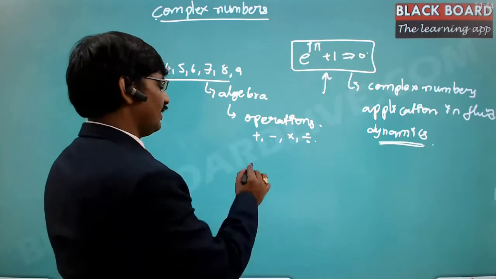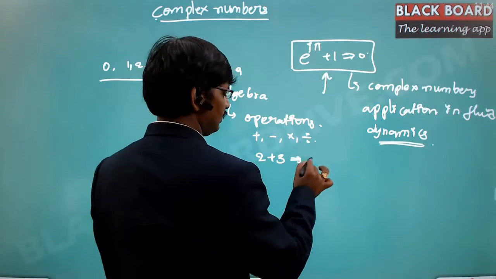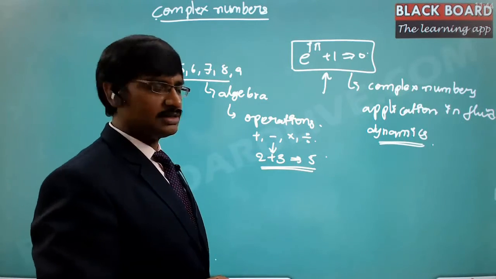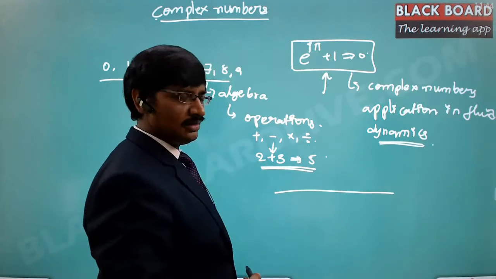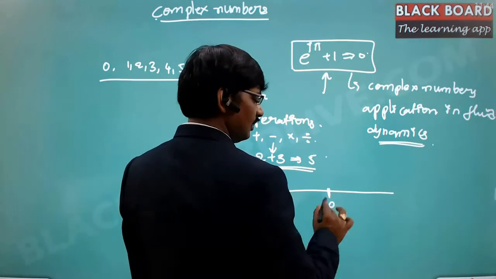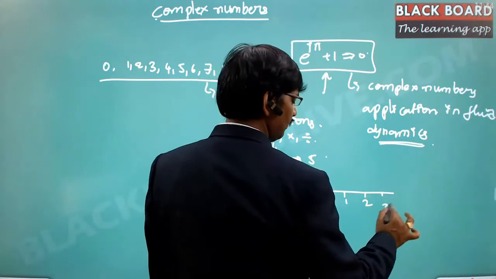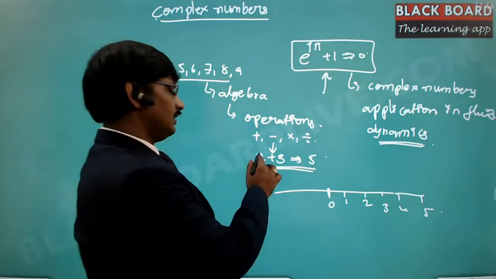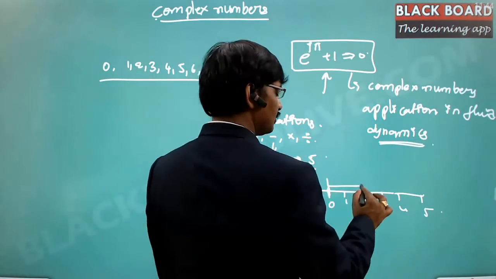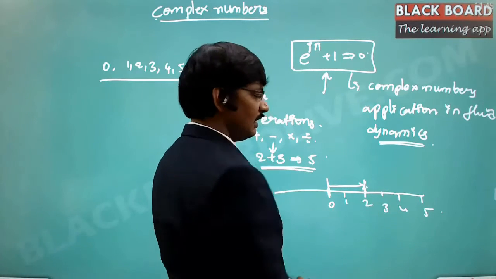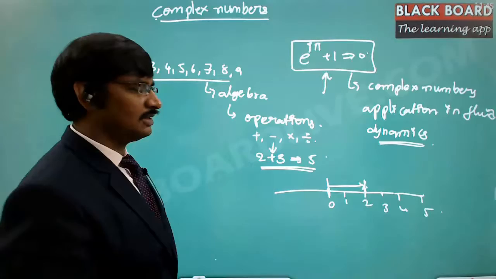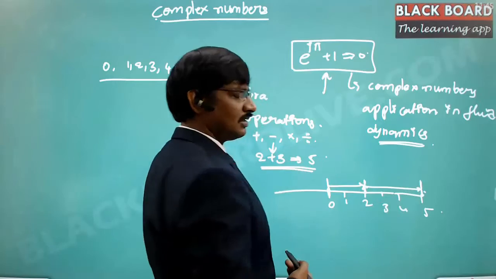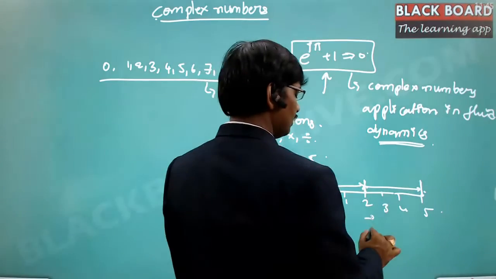Here the plus is defined. Suppose 2 plus 3, we say that this is going to be 5. Plus is defined to count the numbers. Suppose you put it on the real number line, we start with 0, and on this side 1, 2, 3, 4, 5. Starting from this position to this position is treated as 2 symbols, and then plus 3 is counting again 3 more symbols. Total 5 symbols are coming, and this is what needs to be treated as the positive.